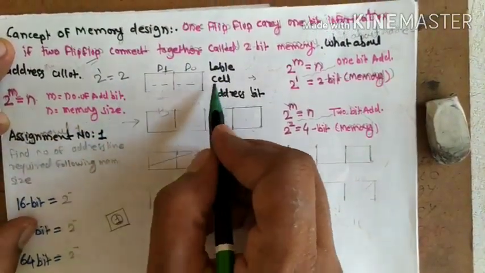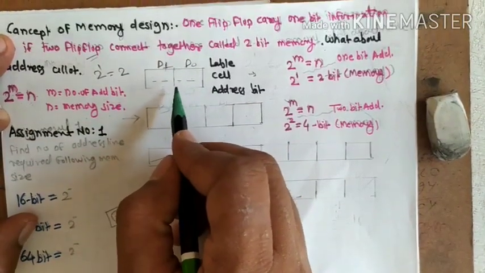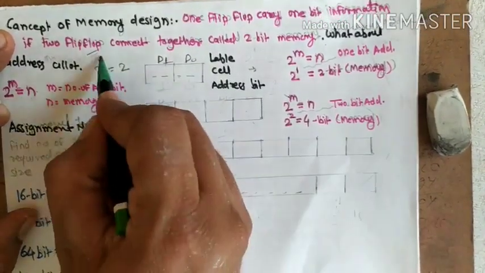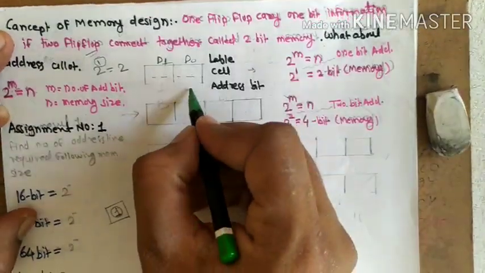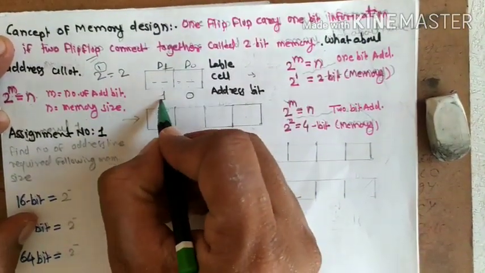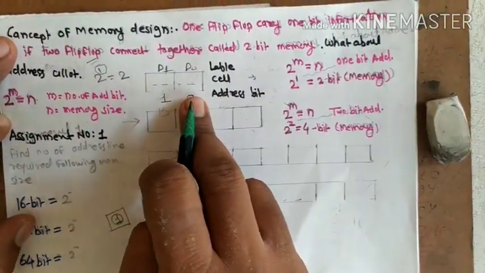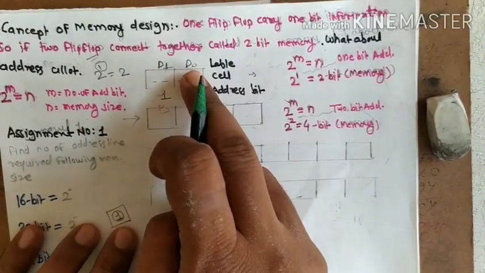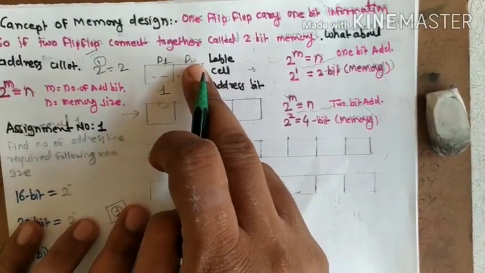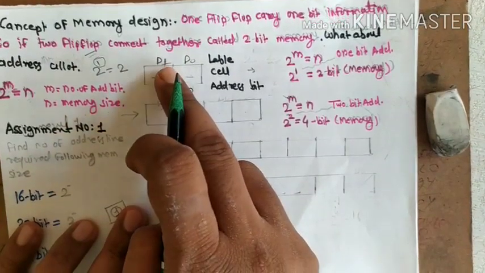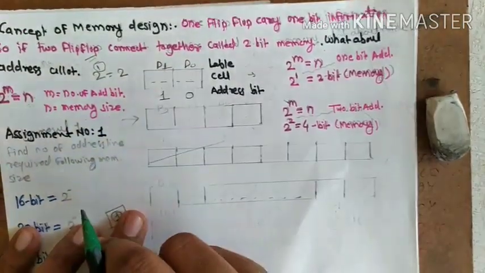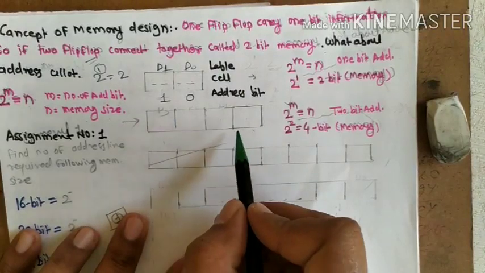It means that if we are designing a 2-bit memory, the address of each cell is 1 bit. So we give here 0 and here 1. The address of the first cell, which we call D0, is 0, and the address of the D1 cell is 1. Try to understand. See the next example.